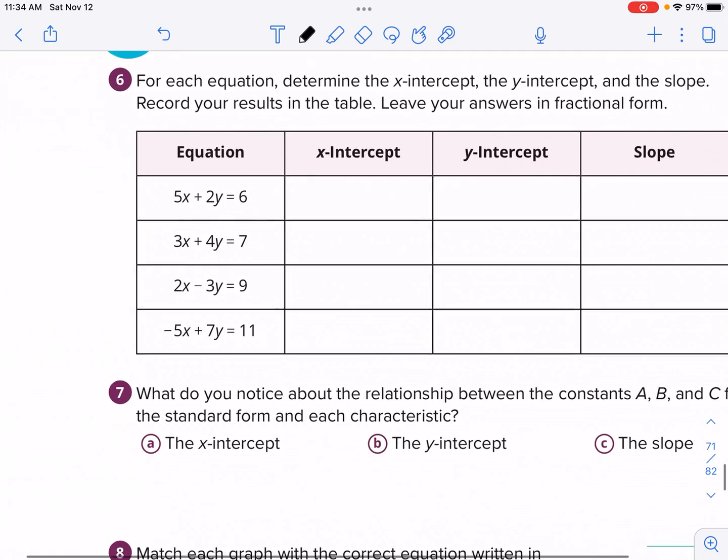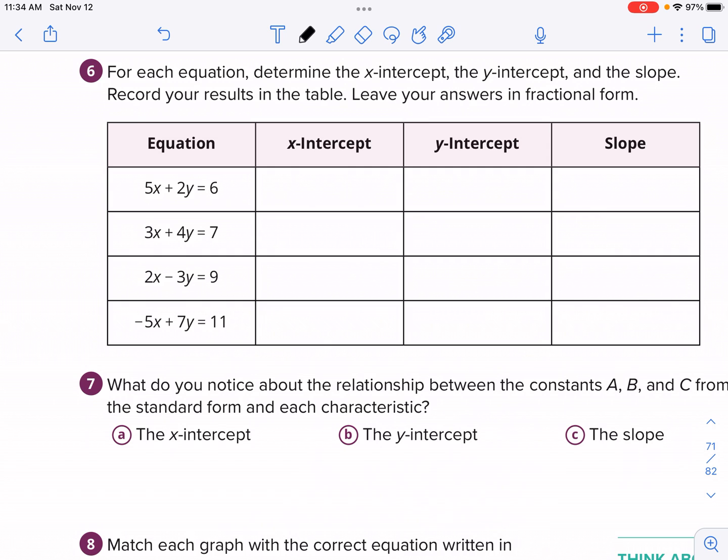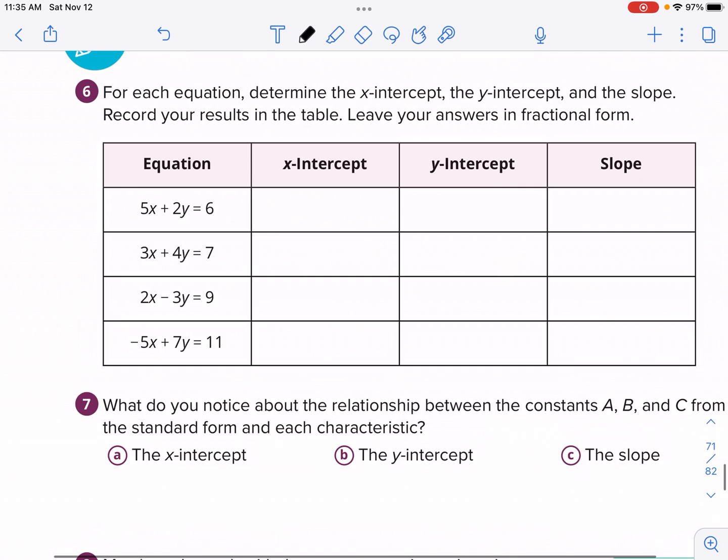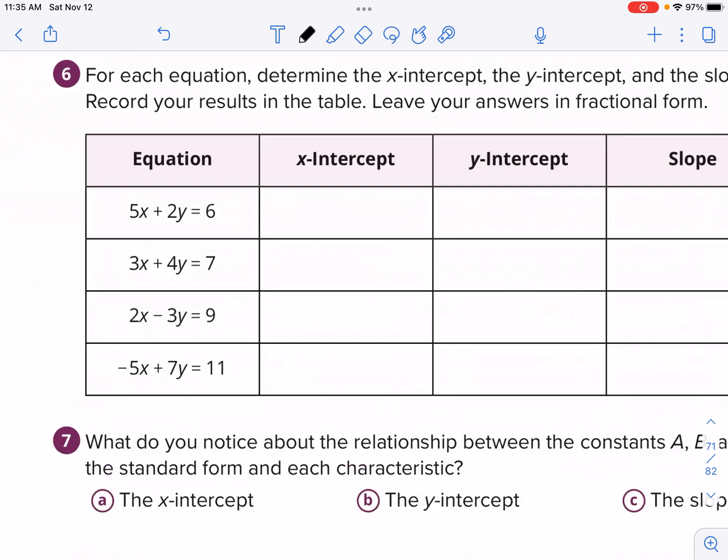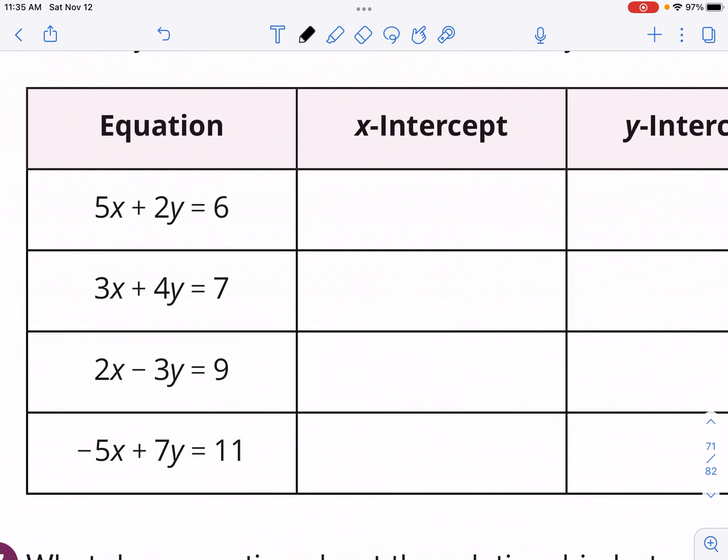Now here, I'm going to walk through the process of the first one, but then we'll talk about the answers for each one. This would require us solving quite a bit of equations. For number 6, for each equation, determine the x-intercept, y-intercept, and the slope. To determine the x-intercept, remember y is 0. And if you divide both sides by 5, the x-intercept would be 6/5, 0.